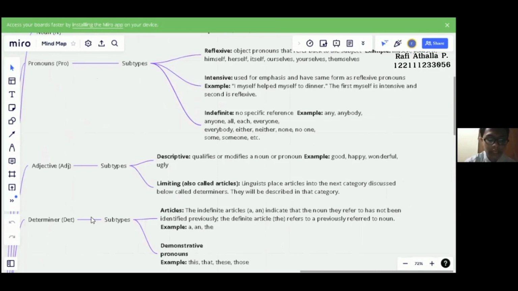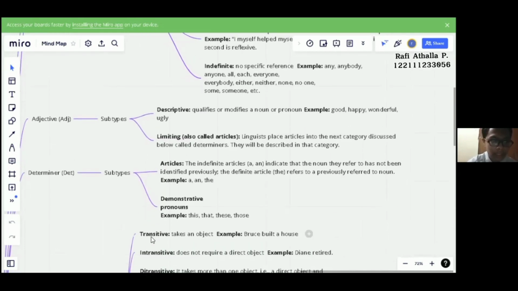Adjectives are words used to describe or modify nouns or pronouns. There are two subtypes. Descriptive adjectives qualify or modify a noun or pronoun, for example good, happy, wonderful, ugly. And then there are limiting adjectives, also called articles. In this linguistic classification, articles fall into the next category discussed below, called determiners. They will be described in that category.